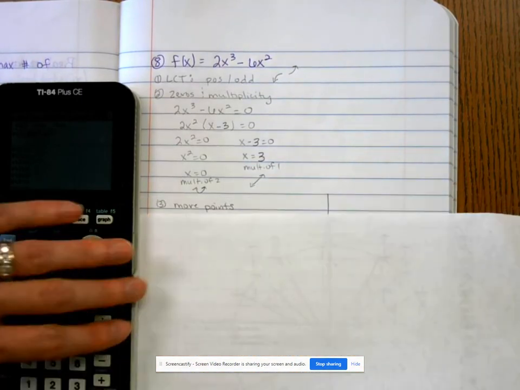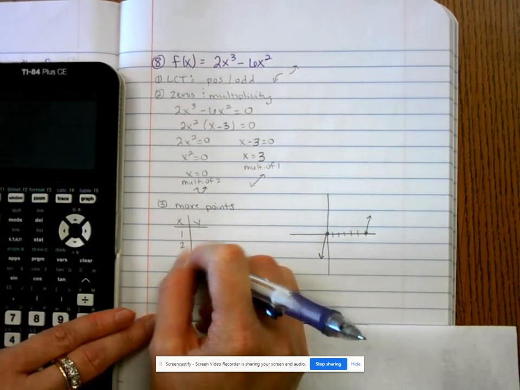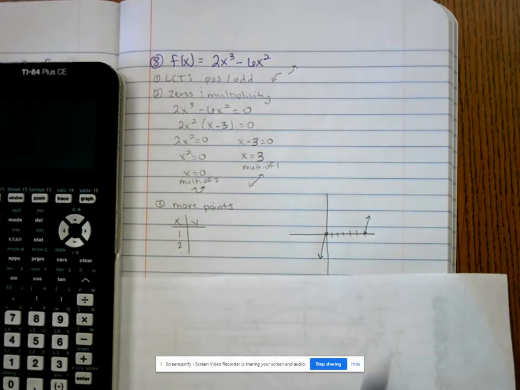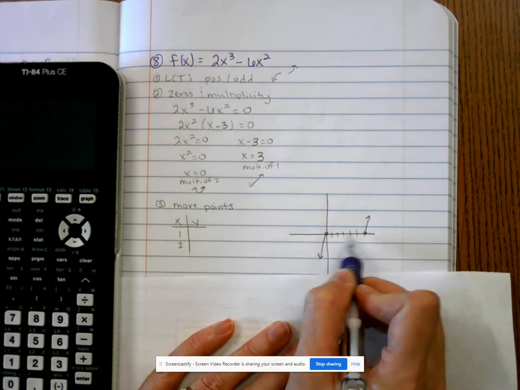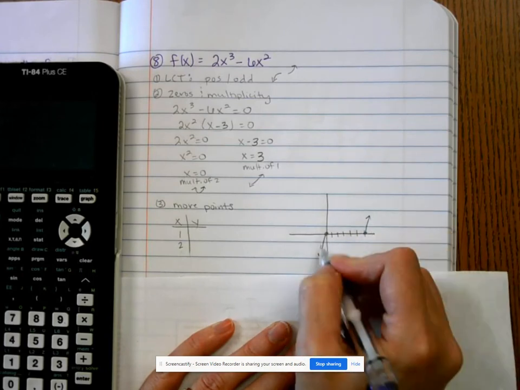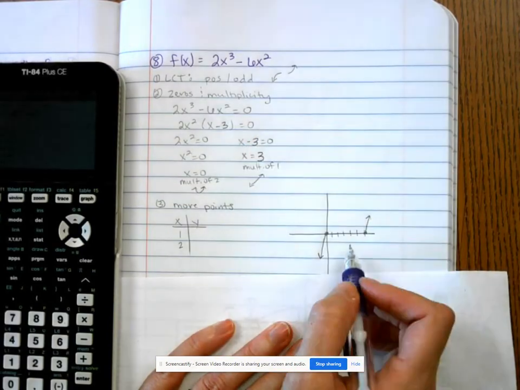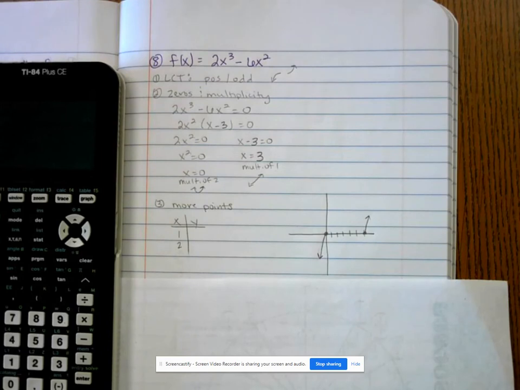Alright, so then to find more points, we are going to make a little t-table. We put our x-intercepts, our zeros, on our graph. We know that we go up from here, we go down on this side. That's from our end behavior. And then we have to figure out some more points, and we can make a table. We can use our calculator, a little of both.